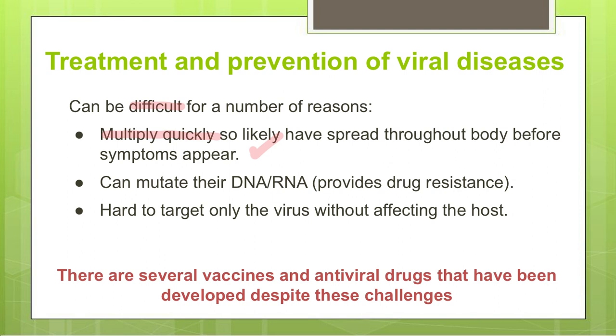Viruses can also mutate their DNA and their RNA, and that happens quite rapidly. So this can provide a lot of drug resistance. And then it's also hard to target only the virus without also affecting the host or the host cell. So there are several vaccines and antiviral drugs that have been developed despite all of these challenges. Some work great, some don't work so great. So let's take a look at a few of these.